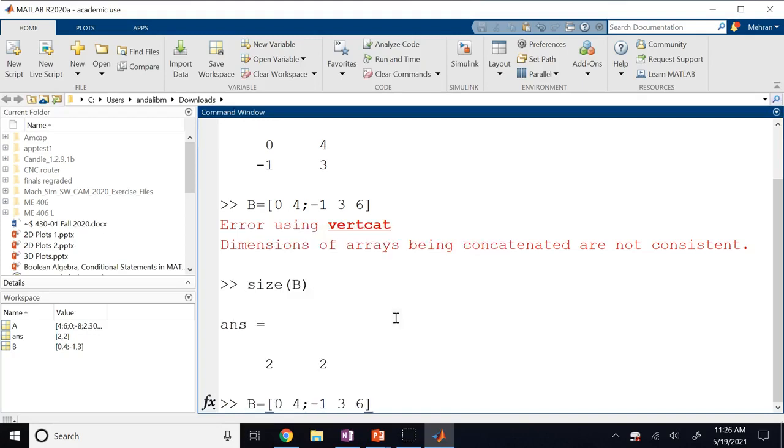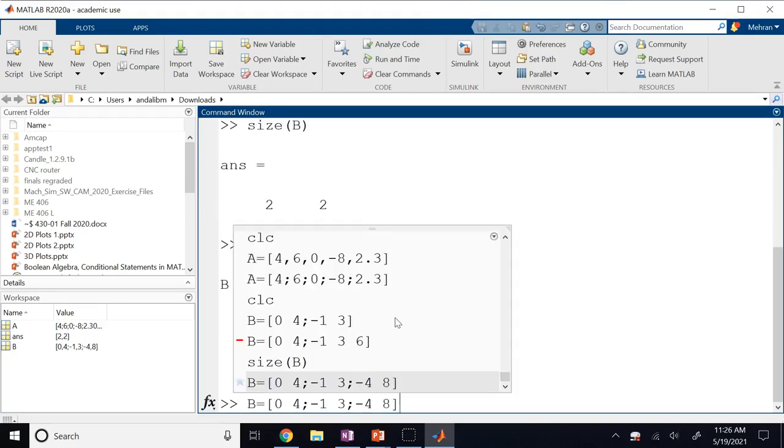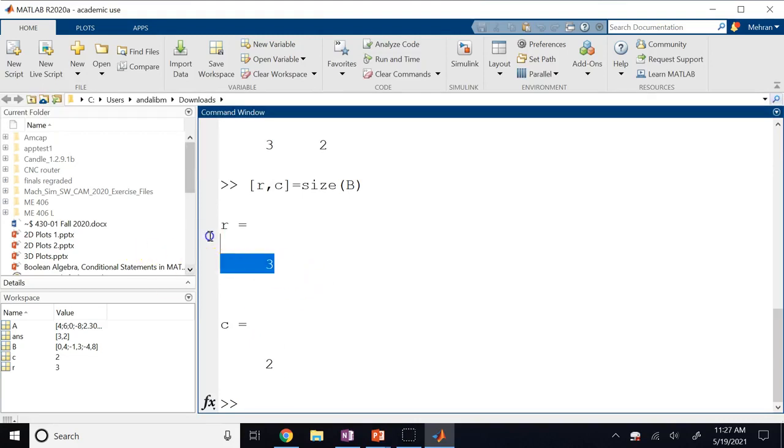And I can change that so you can see. So here, let's add one more row, -4 and 8, right? 3 rows and 2 columns. So now if I run it, you clearly see. Size of B returns 2 numbers for you, 3 and 2. And if you want, you can say number of rows, correct? And number of columns is equal to size of B, and now each one of them will be one of those numbers. Okay, so that's how to get the size of a matrix.